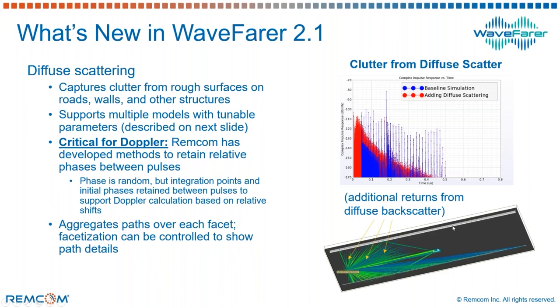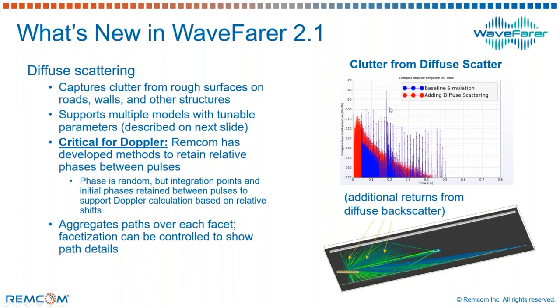So we have the option to break up something like this asphalt into lots of small facets so that we can capture individual ray paths. And in this view, we can see a lot of small ray paths here that are going out to the asphalt that are due to diffuse scattering, and that's being added in with some of the more specular scattering returns that we get from the car, the guardrails, and the sign.